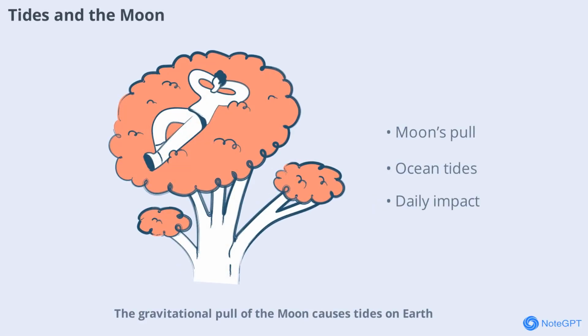exploration. The gravitational pull of the Moon causes tides on Earth. As the Moon orbits our planet, its gravity pulls on the oceans, creating bulges of water that we experience as high and low tides. The Sun also affects tides, but to a lesser extent. Understanding tides is important for navigation, fishing, and coastal management. This is a direct example of how gravity influences our daily lives.